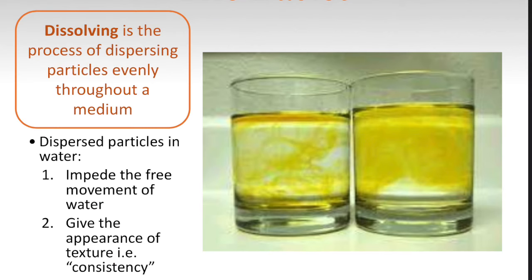Now, the basics are that we dissolve these particles evenly throughout a medium, where they become dispersed, and as they disperse, they impede the free movement of water, which gives us the appearance of texture or consistency. So it makes things appear thicker and slows the free-flowing viscosity of whatever the water is.